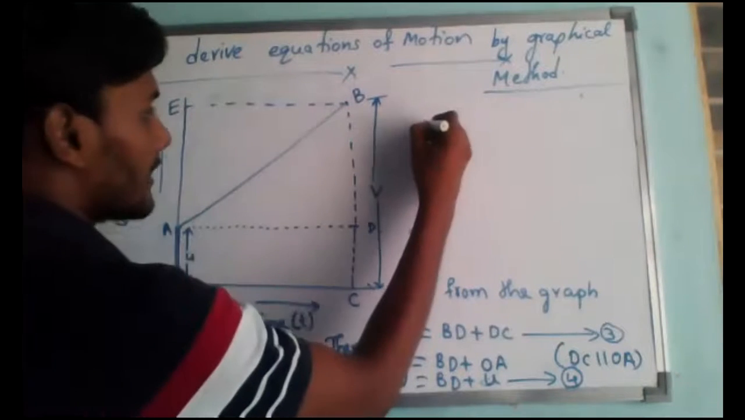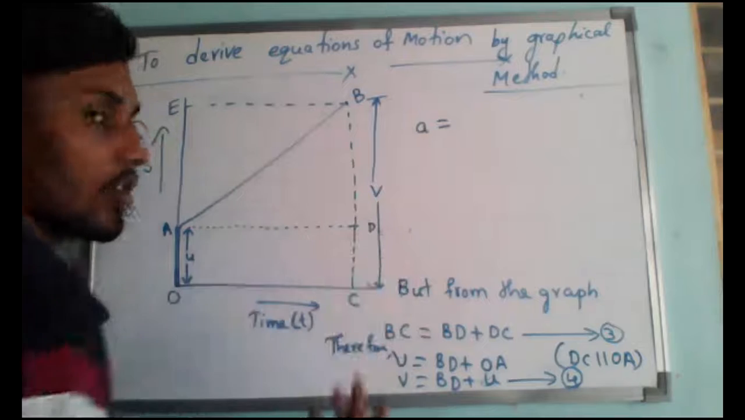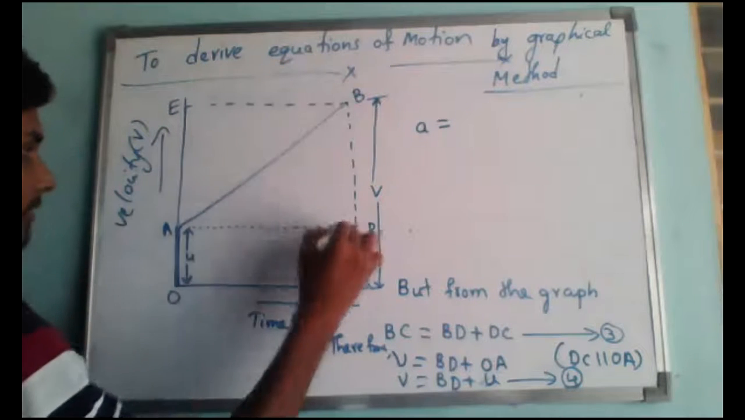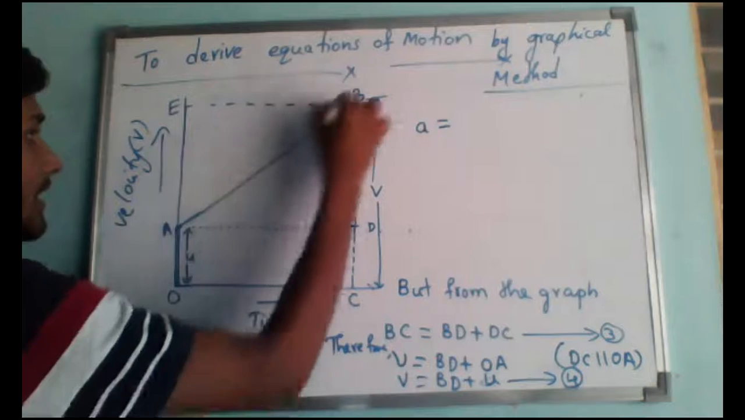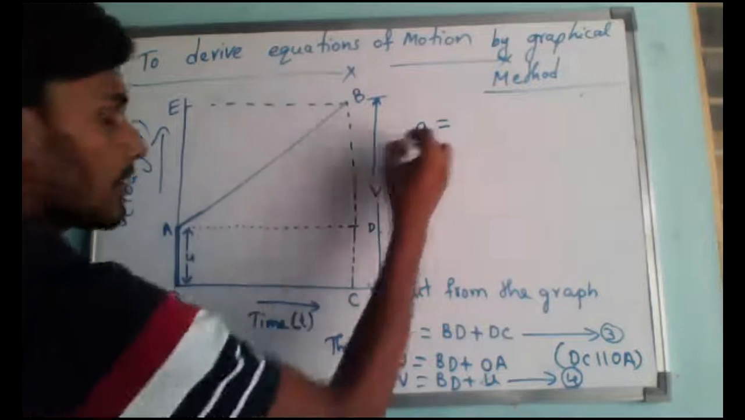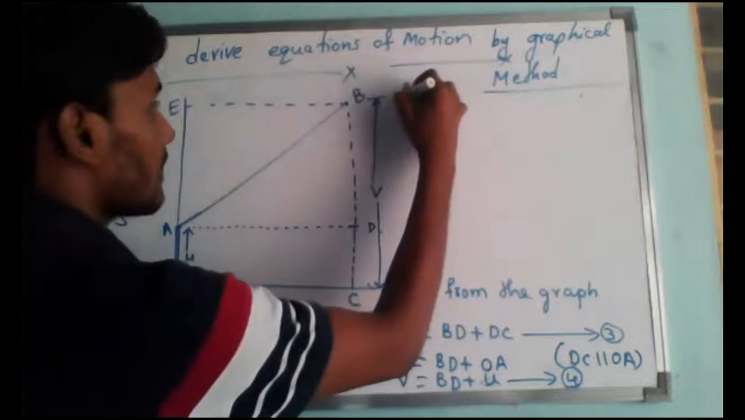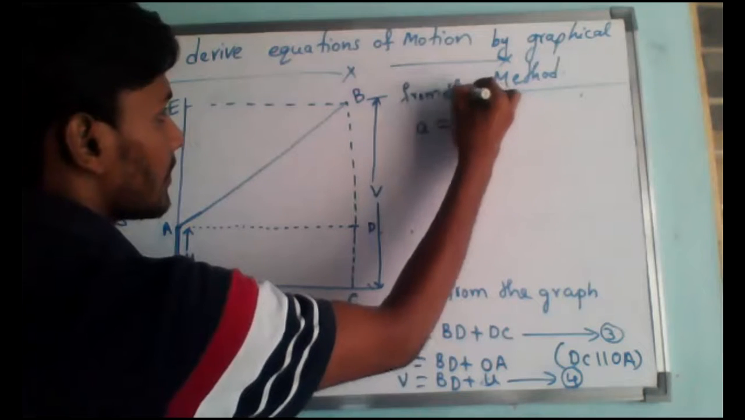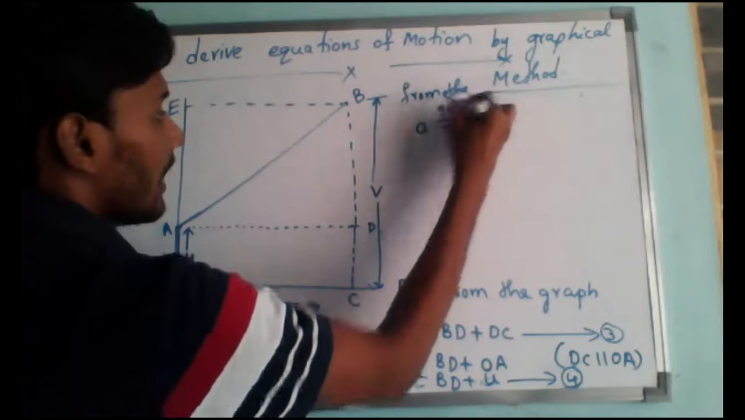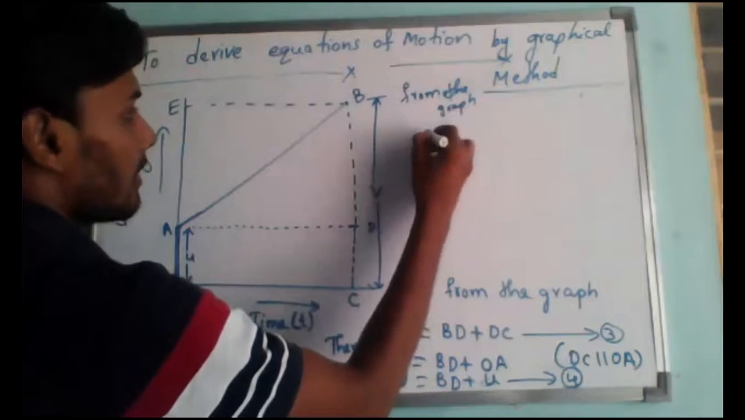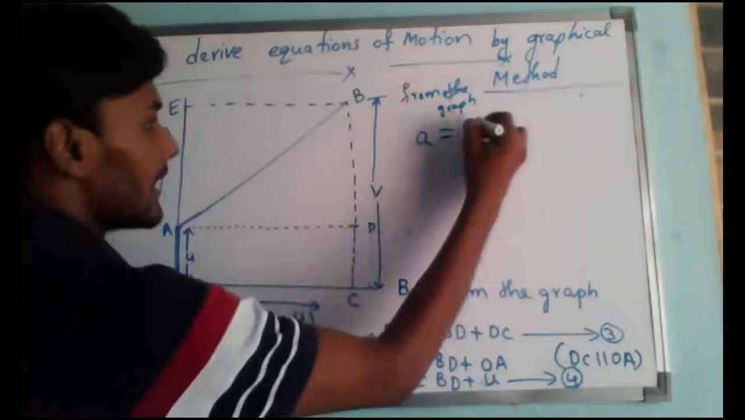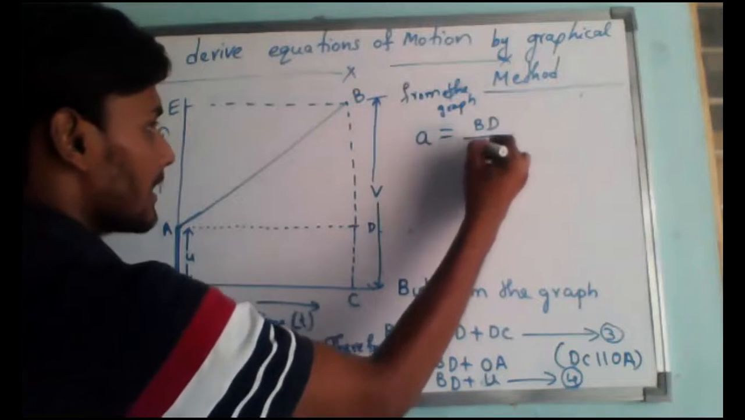How do we find acceleration? Acceleration is the rate of change of velocity divided by time taken. But here, it is the slope of this graph. What is the slope of this graph? This is only acceleration, correct? From the graph, acceleration is equal to what? See your notebooks and tell me. Acceleration is equal to BD divided by AD.